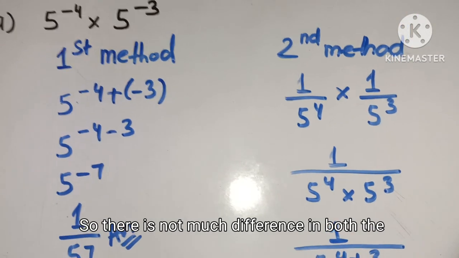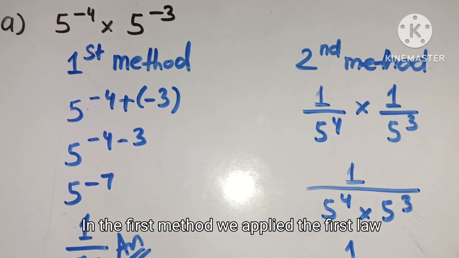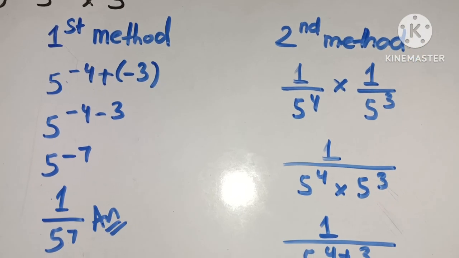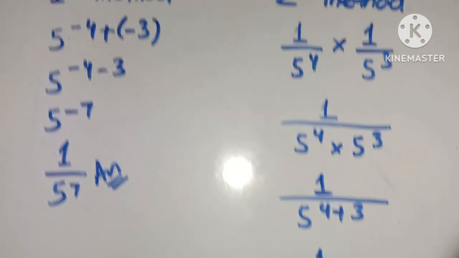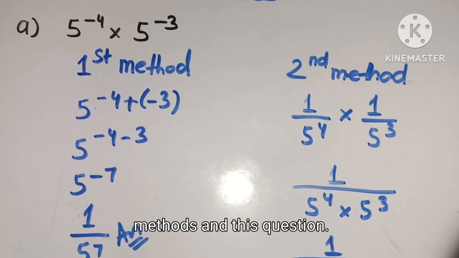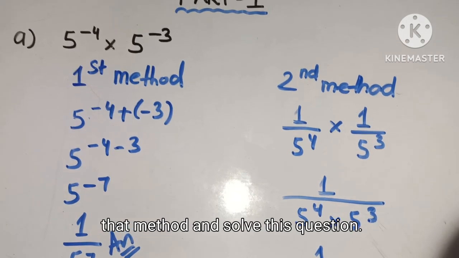So there is not much difference in both methods. In the first method, we applied the first law earlier and the 7th law at the last. And in the second method, we applied the 7th law earlier and the first law at the last. I hope you understand both the methods and this question. Whichever you find easy, you should apply that method and solve this question.